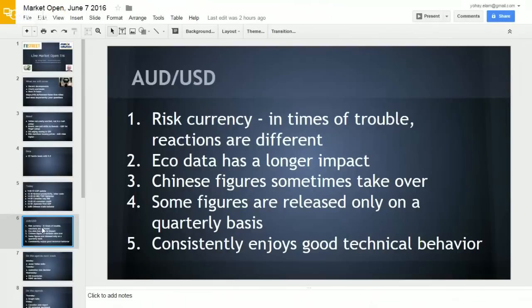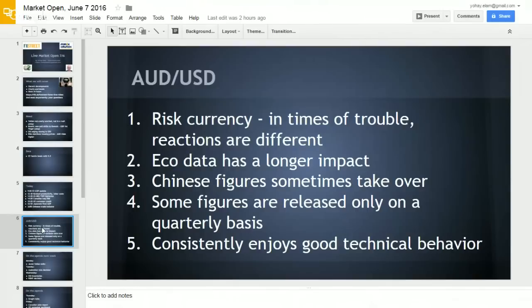The interest rate is higher in Australia. Even after all the cuts, it's 1.75 at the moment. Used to be 6 or 7% at the peak, pre-crisis peak, and in general, it hasn't reached zero. It has a long way to zero. It's sort of a risk currency, or enjoying the commodity boom, things like that. In times of trouble, again, reactions can be different.